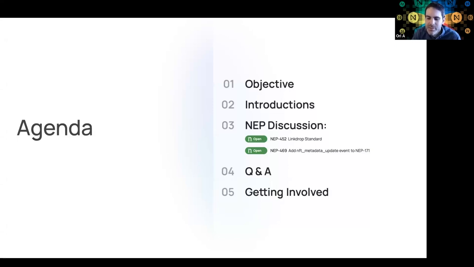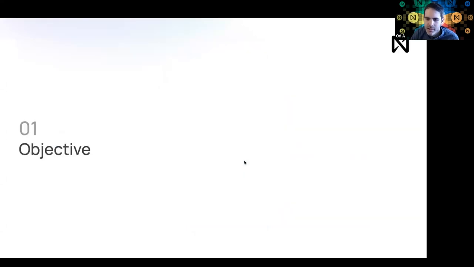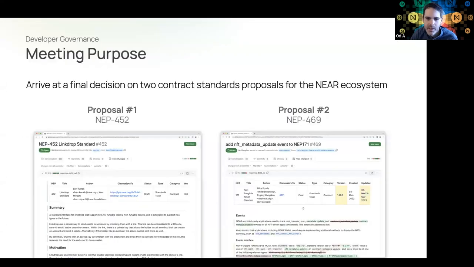Next, we'll introduce all the participants that are involved, and then we'll get into the main discussion of NEP 452 and 469. You can follow the links for those in the video description. And after, we will open it up to Q&A and talk about the next steps. So to get started, let's discuss the purpose of today's call. We are here to publicly vote and arrive at a final decision on NEP 452 and NEP 469.